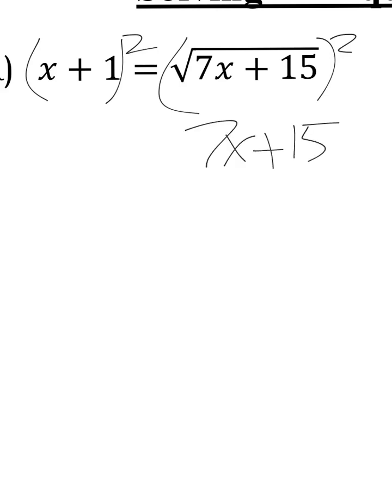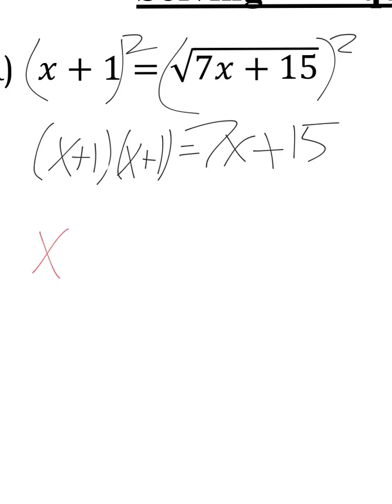And then what does x plus 1 squared mean? It means x plus 1 times x plus 1, all right? So the pattern for these is pretty simple. What's 1 plus 1? That's 2. What's 1 times 1? That's 1. So it's going to say x squared plus 2x plus 1 equals 7x plus 15.